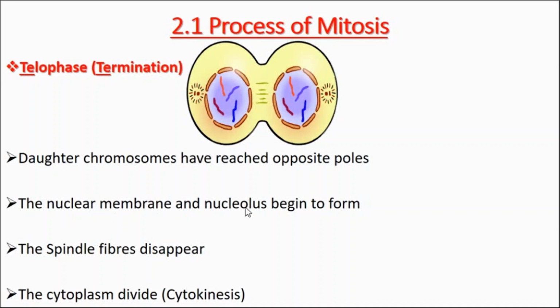The nuclear membrane and the nucleolus begin to form. This is our nuclear membrane here. As you can see, it's forming again. The spindle fibers disappear. As you can see, we do not have any spindle fibers anymore, and the cytoplasm divides. You see these green lines here, they represent our cytoplasm dividing. This is part of cytokinesis.